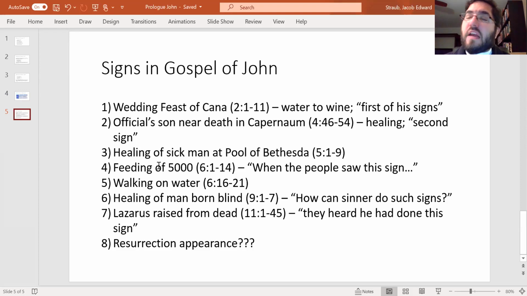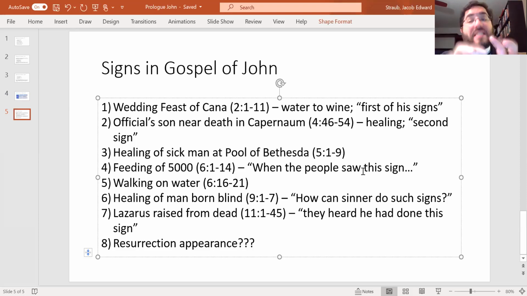The feeding of the 5,000, at the beginning of chapter 6. John doesn't number it, he doesn't say this is the fourth sign, but he uses that word, semeion. When the people saw this sign, this semeion, they began to believe, or they began to be interested. Immediately after that, perhaps more for his disciples than the general crowd, a walking on water. Again, a nature miracle.